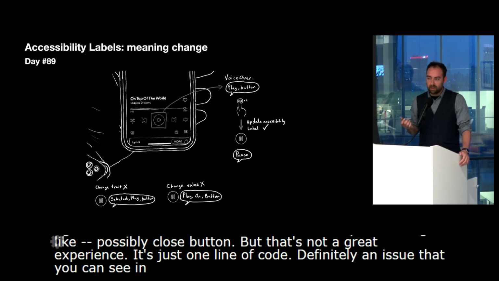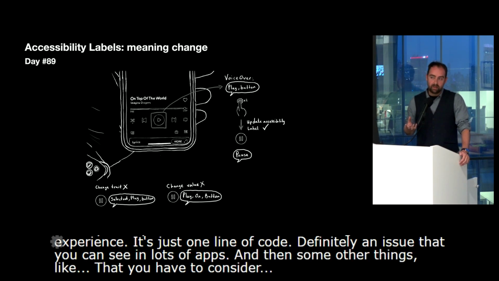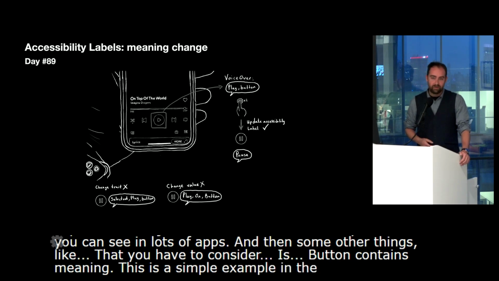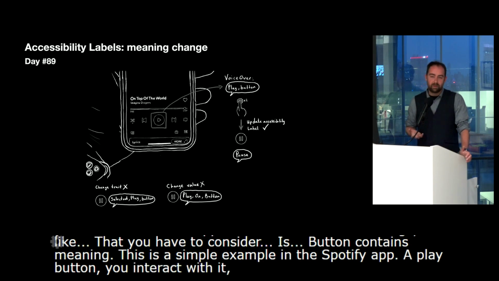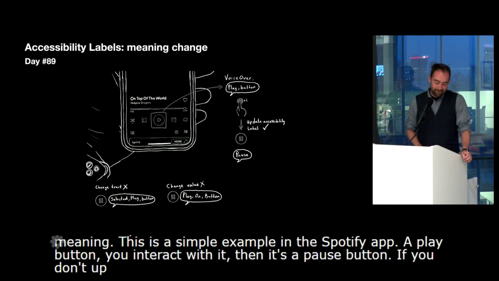And then some other things you have to consider: a button can change meaning. So this is a simple example in the Spotify app. A play button, if you interact with it, then it's a pause button. So if you don't update the label and it still says play button, the user can be confused and think, well, how do I pause the music, right?